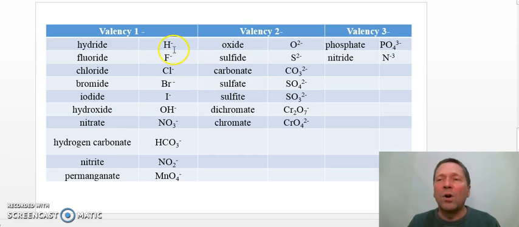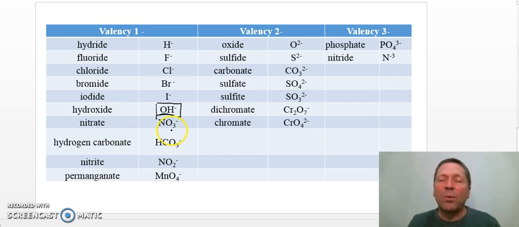Hydride is not very common, but you can get a hydride of a metal forming. These ones are all pretty common: fluorine or fluoride ion, chloride ion, bromide, iodide, hydroxide. Now once again, this one has got two elements in the ion, but overall if you have OH it tends to have lost one electron, so it's a single negative charge.